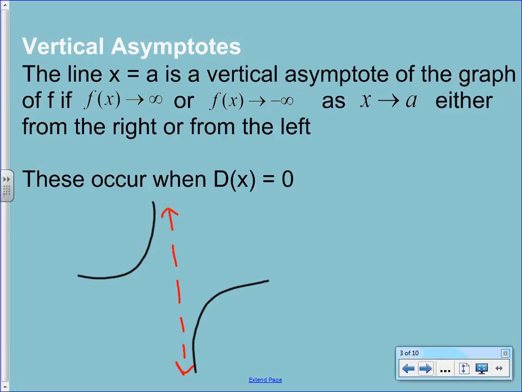What other characteristic does a rational graph have? It could have a vertical asymptote, or 2, or 3, if we're really crazy. But it has some vertical asymptotes. What else can it have? Are there any other kinds of asymptotes, or do we only have vertical asymptotes? Horizontal. We have horizontal asymptotes. What is a horizontal asymptote? Same kind of thing, right? Except we're going horizontally.